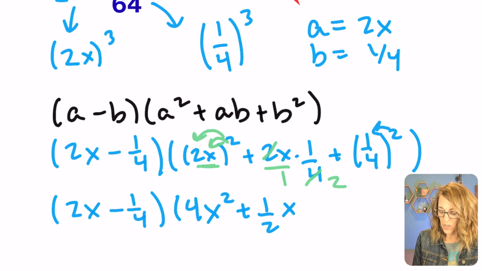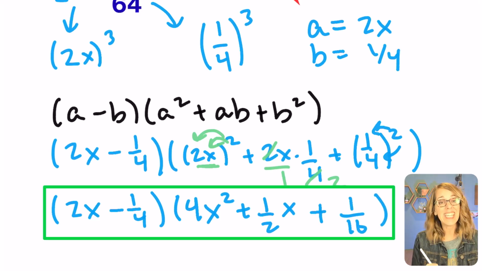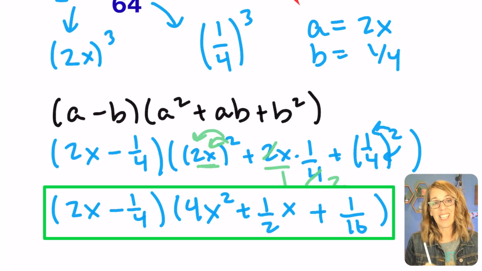And then finally, I'm squaring that 1/4. I really want to square the numerator and the denominator. So 1 squared is equal to 1. 4 squared is equal to 16, and that's our completely factored form. I've got more factoring videos for you. Take a look at this one next.